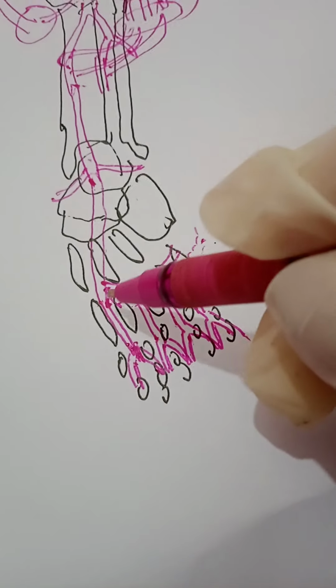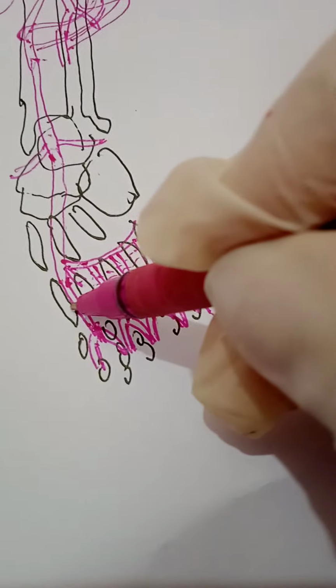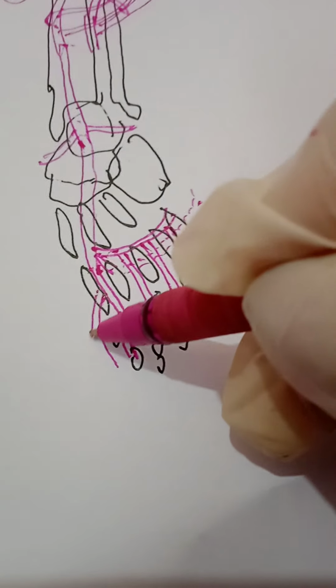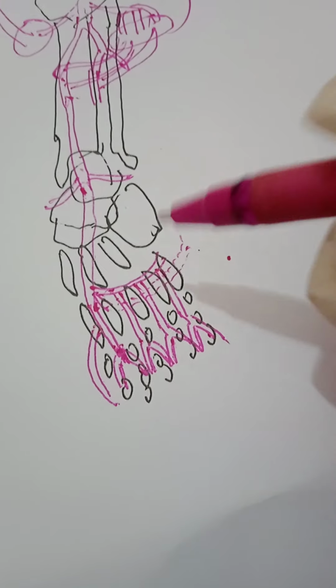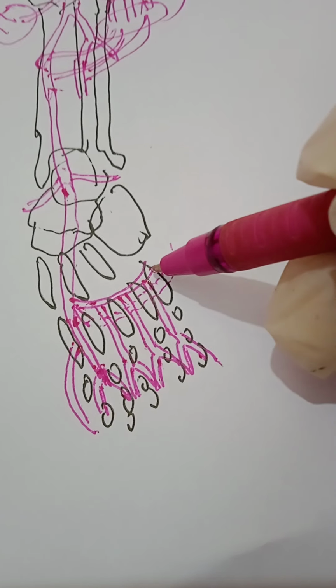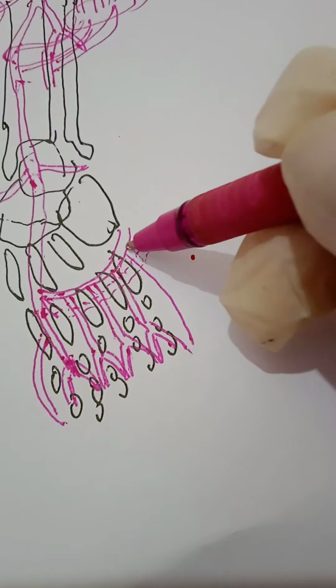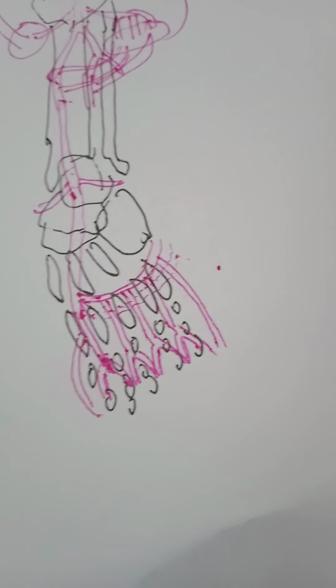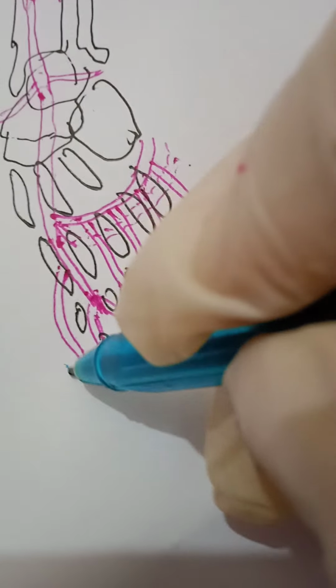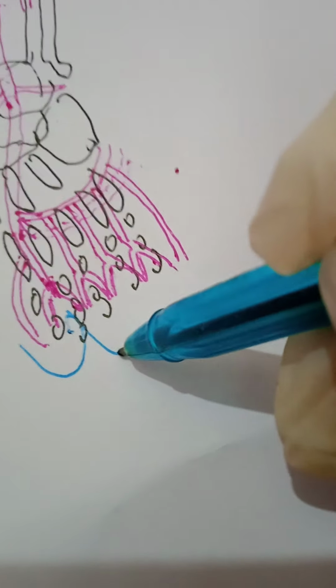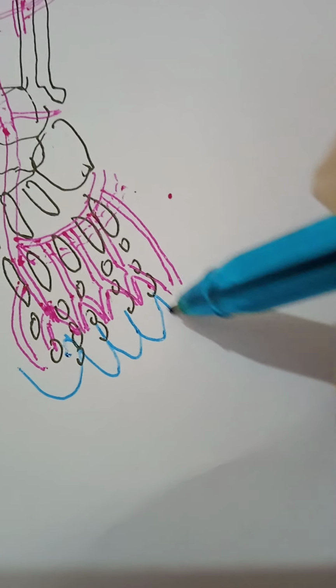Okay, now this first dorsal metatarsal artery also gives one branch to the medial side of the big toe, and our arcuate artery gives one branch to the lateral side of the little toe. So this is the big toe, this is the second, third, fourth, and fifth.